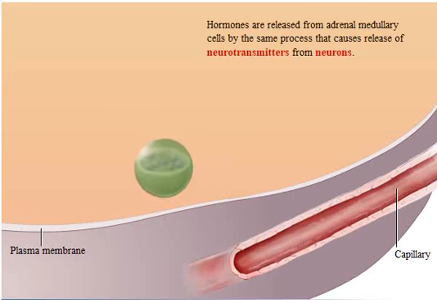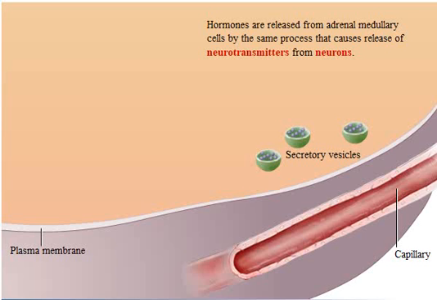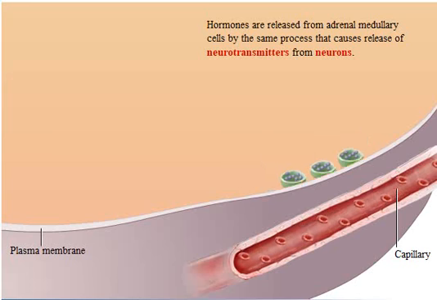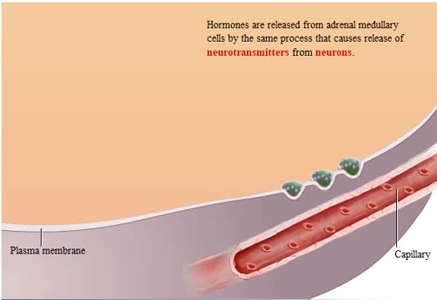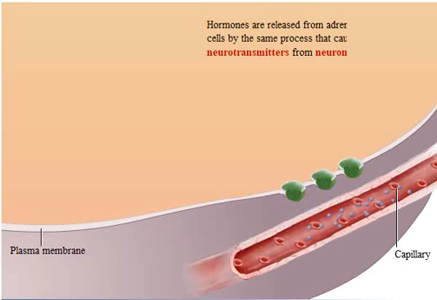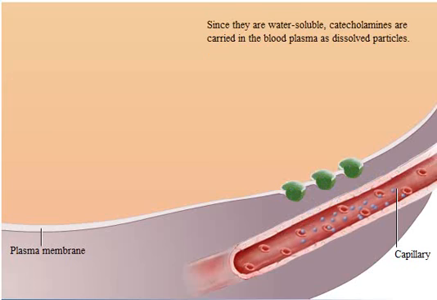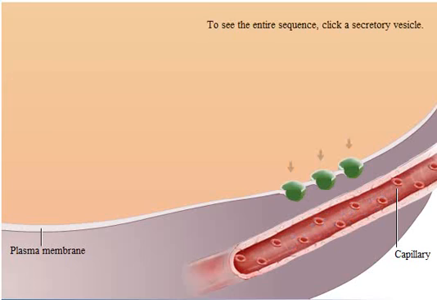Hormones are released from adrenal medullary cells by the same process that causes release of neurotransmitters from neurons. Stimulation of both endocrine cells and neurons causes an influx of calcium that induces movement of the secretory vesicles to the plasma membrane. They open and release their contents into the extracellular space by exocytosis. Since they are water-soluble, catecholamines are carried in the blood plasma as dissolved particles. To see the entire sequence, click a secretory vesicle.